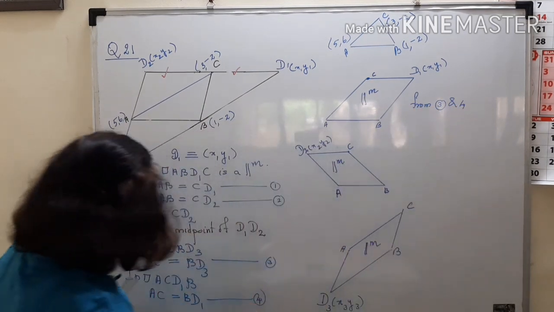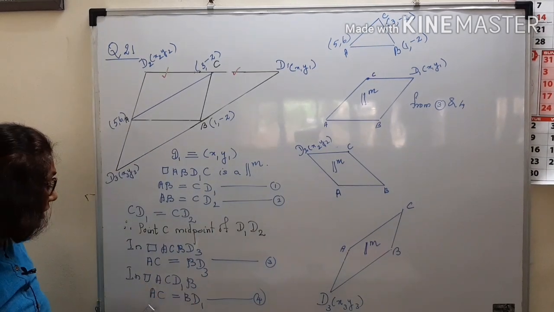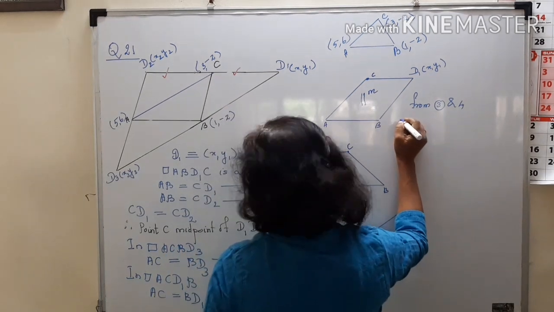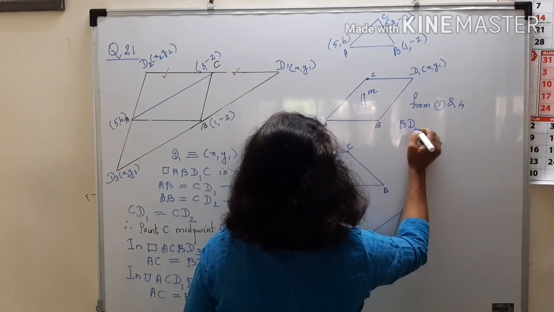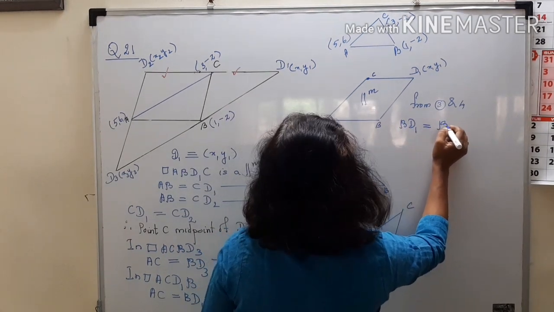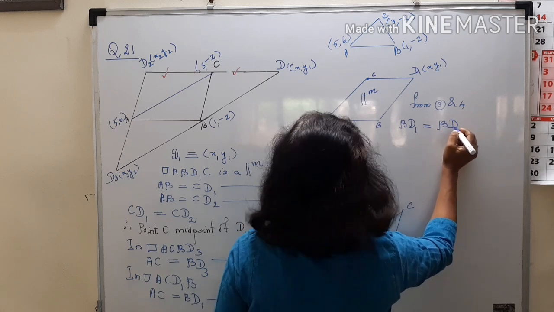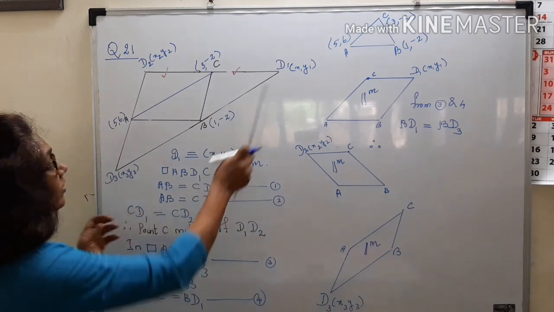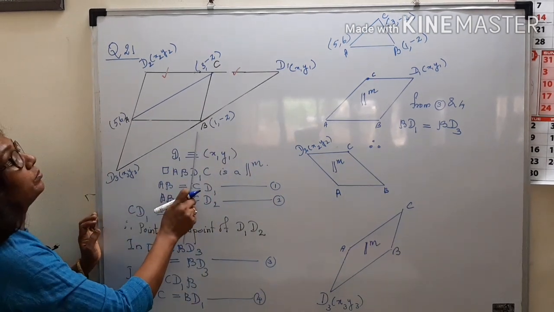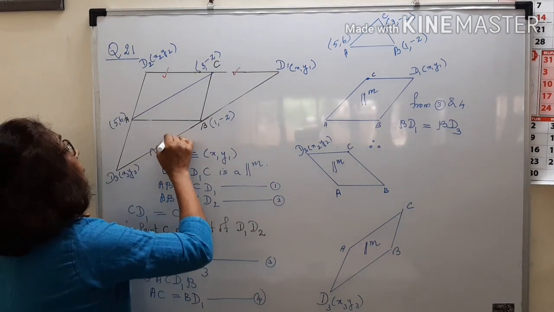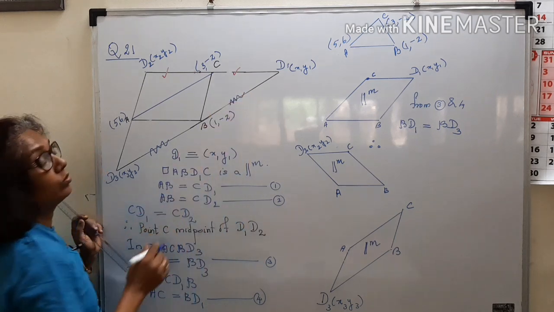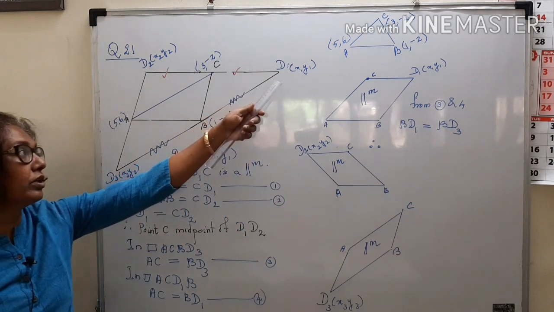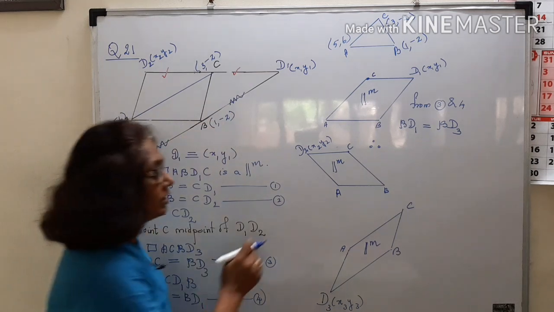What do you get? AC equals BD3, AC equals BD1. Therefore, we can write BD1 is equal to BD3. What does it show? D1 here, D3 here, B midpoint. We prove that these two segments are equal, which says that point B is the midpoint of D1, D3.